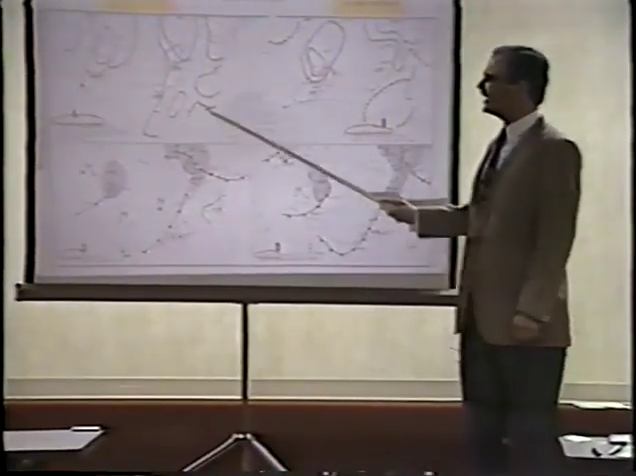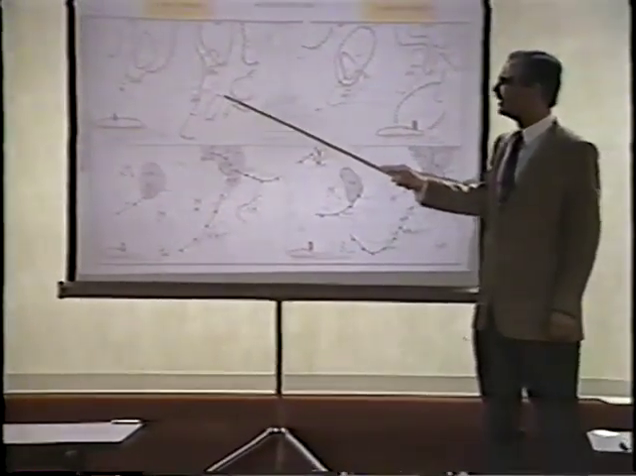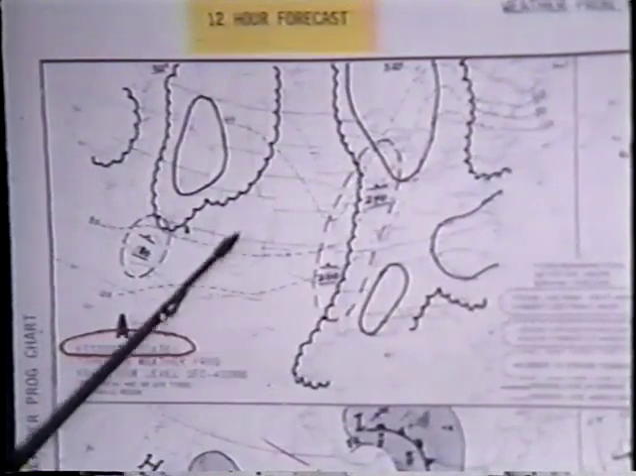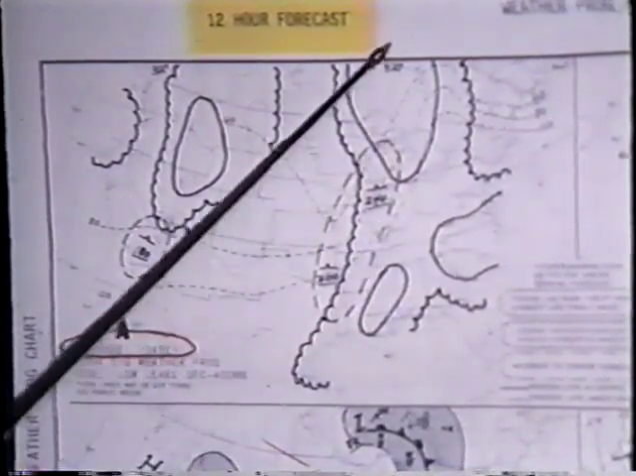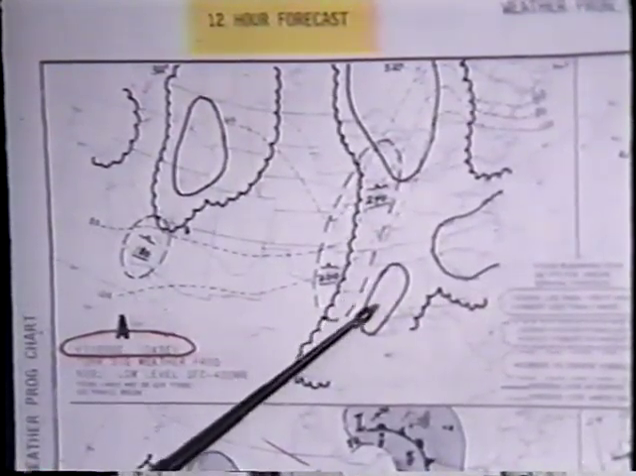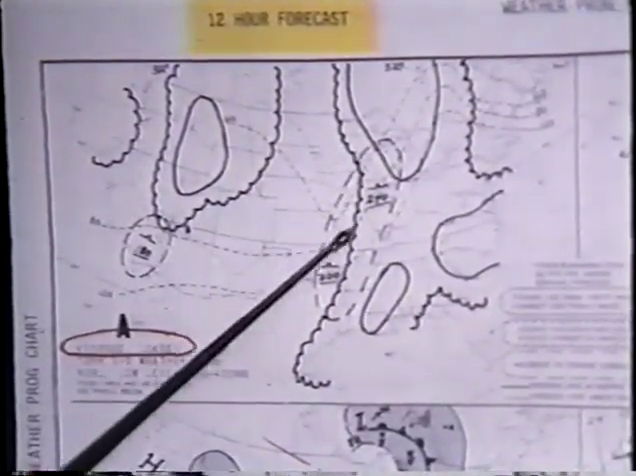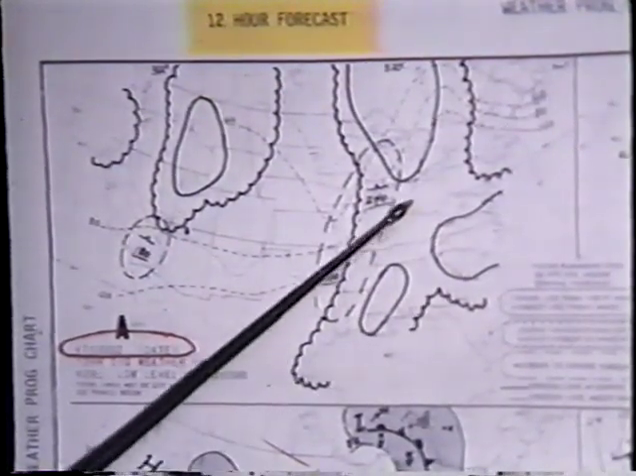Now, chart alpha forecasts certain things. Here's what it shows us. Take a look up here. It forecasts sort of like the weather depiction chart. Look at here, class. It forecasts where the weather will be IFR. Everything circled is where the weather will be IFR. Everything shown in scalloped will be MVFR, or marginal VFR.